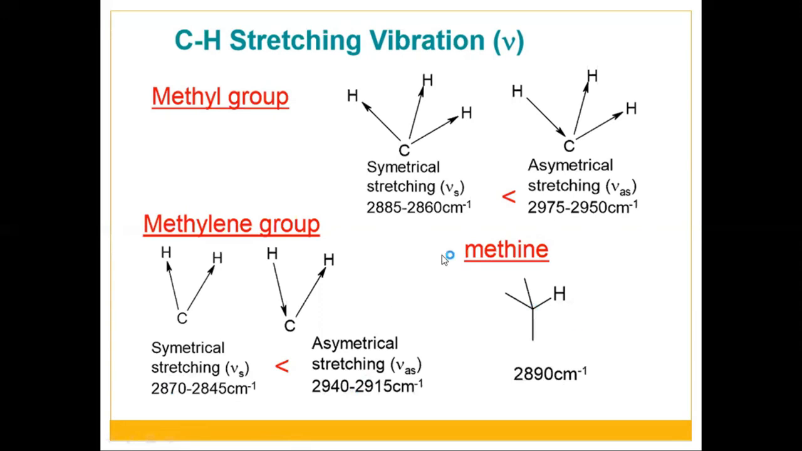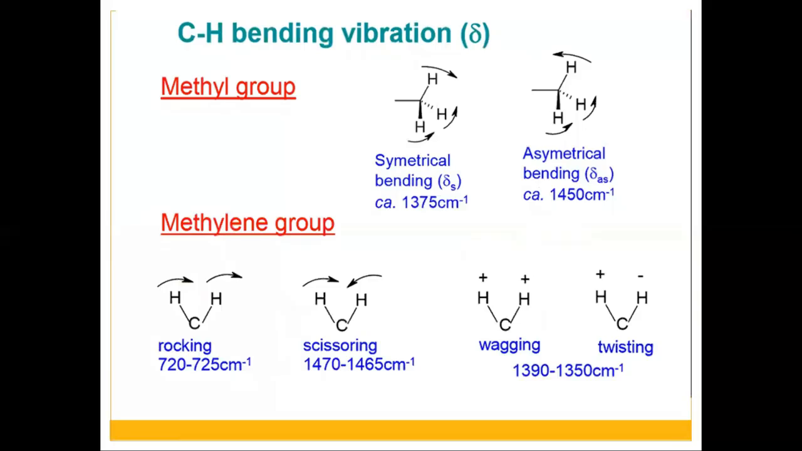If you observe carefully, these CH stretching vibrations in alkanes are below 3000. All these values are between 2800 to 3000 per centimeter. So this will be useful for differentiating between alkanes, alkenes, and alkynes. Now we will see the CH bending vibrations. Again, there are methyl and methylene types of CH bending vibrations in alkanes. Methyl CH bendings will be symmetrical and asymmetrical. Symmetrical bending in alkanes will be at 1375 per centimeter, and asymmetrical bending will be at 1450 per centimeter.